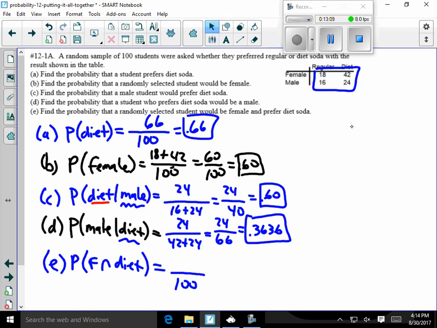So that means they have to meet both conditions. They have to be female in the female row and the diet column. That would be that 42, right? So this would be 42 out of 100, or 0.42. So that would be the probability.